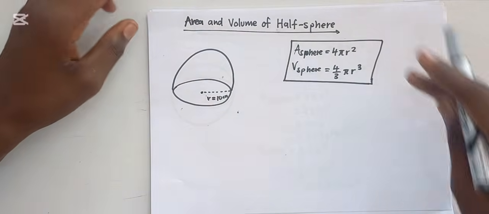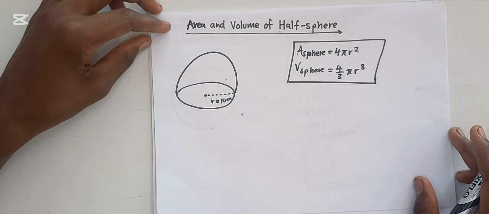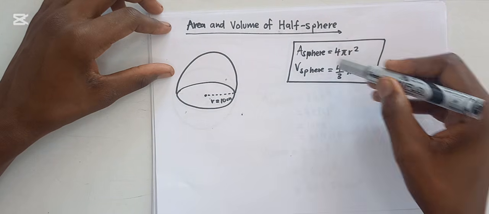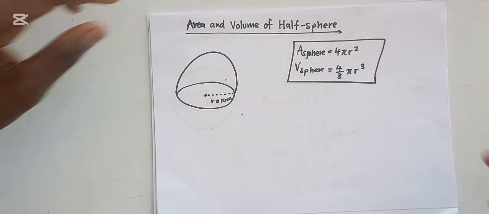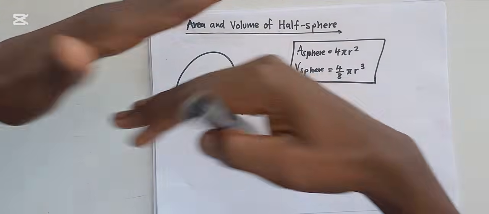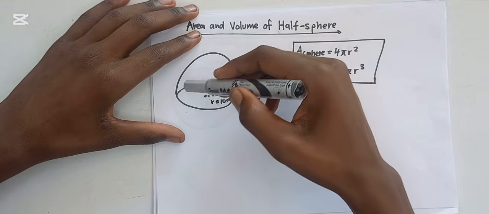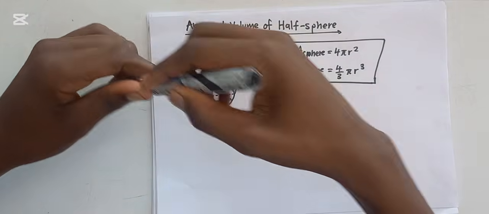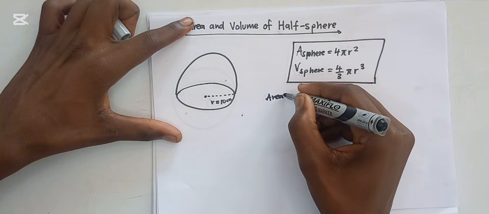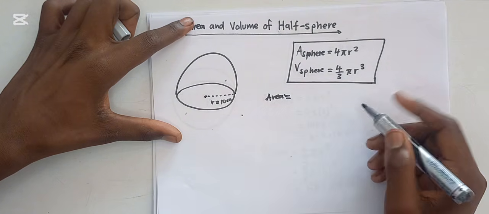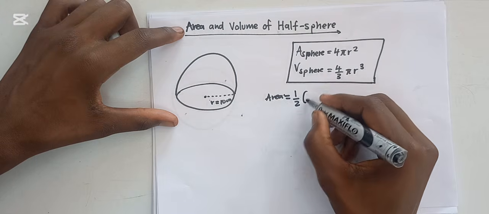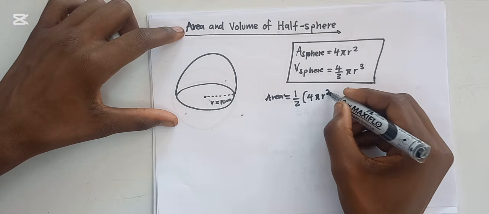So if you have watched our previous videos, we talked about the sphere. The area of a sphere is 4 pi r squared, and the volume is 4/3 pi r cubed, as you can see here. But here we are given a half of a sphere, which is this. So to find the area of a half of a sphere, you just have to put 1/2 in front: 1/2 times 4 pi r squared.